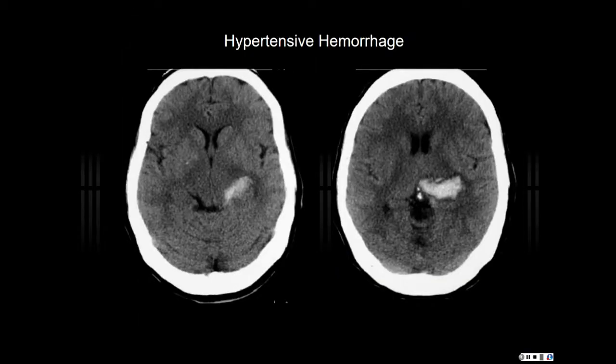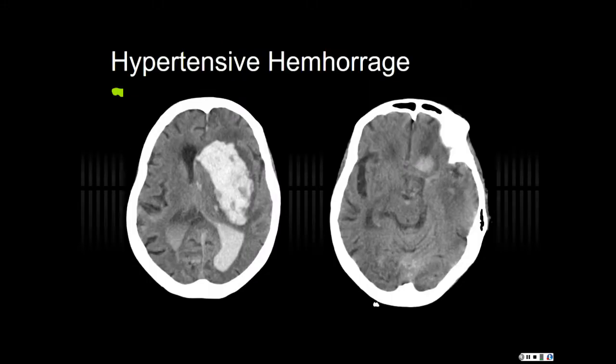Hypertensive hemorrhage, you have a thalamic hemorrhage. That's a hypertensive hemorrhage until proven otherwise. Hypertensive hemorrhage, which took origin in the basal ganglia. I can't tell exactly where, but obviously the basal ganglia is affected here.